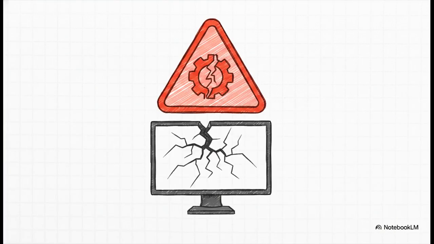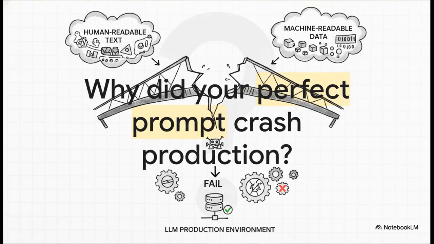Notice this massive, glaring, red JSON decode error. We have all been there. You spend 3 hours meticulously tweaking a prompt, you test it, it works flawlessly 20 times in a row, right? You ship it to your backend Python code, and literally 10 minutes later, boom, your production API crashes hard with a fatal 500 error. So, what is actually going on here? Why did your perfect prompt just crash production?